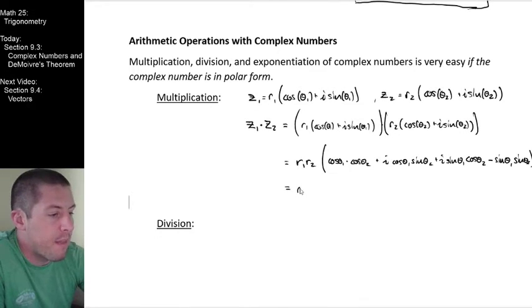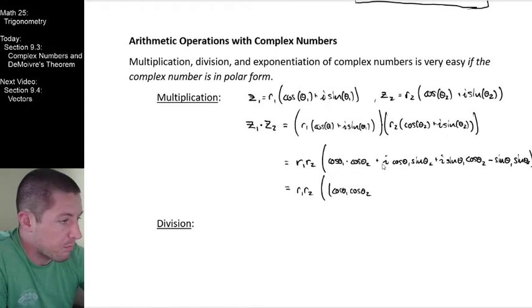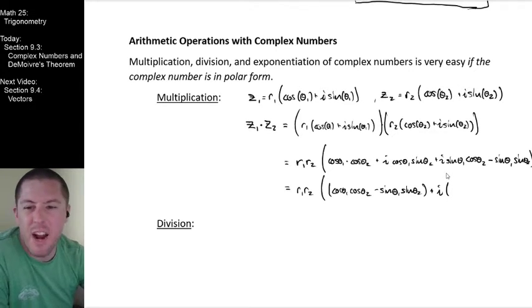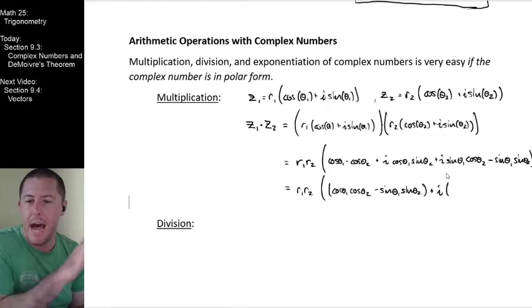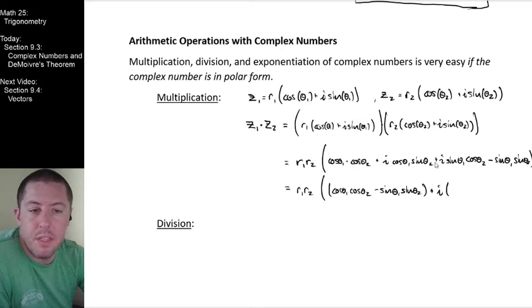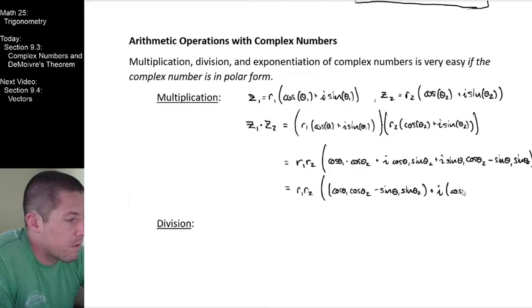So if I were to group these up, then we're going to get R1, R2 times, I'm going to do these in groups, cosine theta 1 times cosine theta 2. And my other real part is the minus the signs over here. Sine of theta 1, sine of theta 2, plus I times, and again, I'm writing this in standard form, right? A plus BI. I'm getting the I's all grouped out there. These are all the terms that have complex parts. That's these two terms in the middle. So I've factored out their I, and now I just need cosine theta 1, sine theta 2, plus sine theta 1, cosine theta 2.